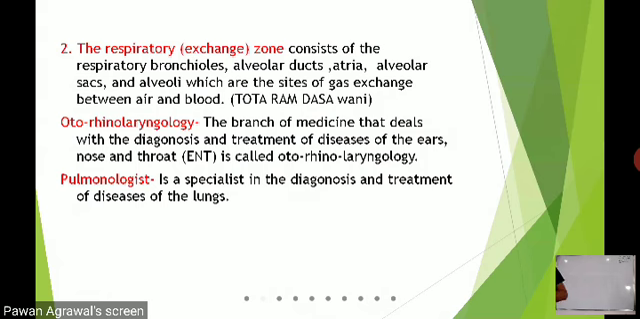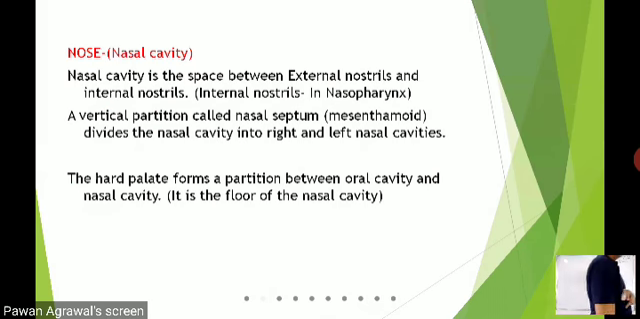Okay. Then we started about the nose, and we have discussed the space between external nostrils and internal nostrils is known as the nose. Getting? And the opening of internal nostrils is present in the part of nasopharynx. By a partition known as the nasal septum, the nasal cavity is divided into two, right and left. Getting? And there is a hard palate, which forms a partition between the oral cavity and the nasal cavity.